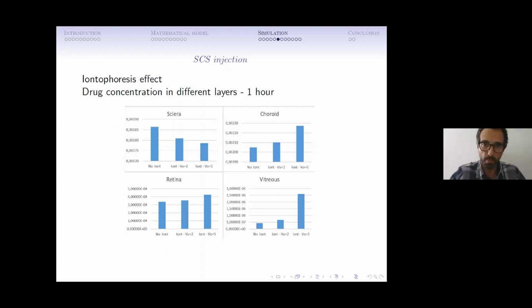After we define the voltage equal to 2, and after I consider a voltage equal to 5, we can see that on the sclera, the drug leaves the sclera faster and goes to the other layers. So this helps the drug to achieve the retina and the other layers.